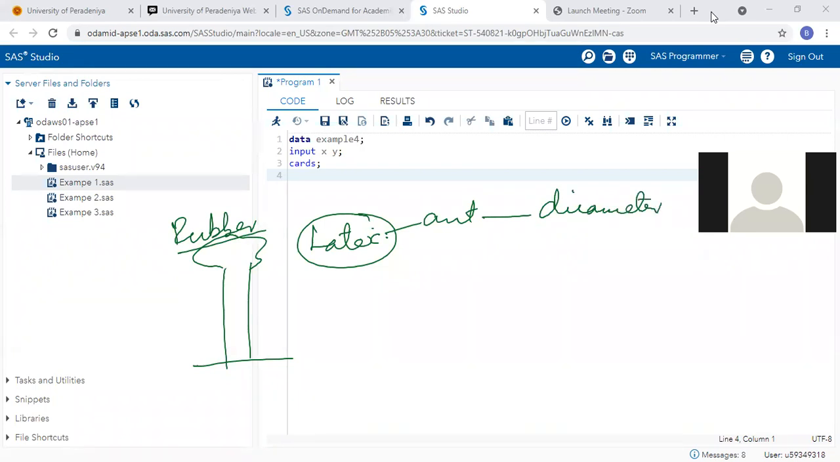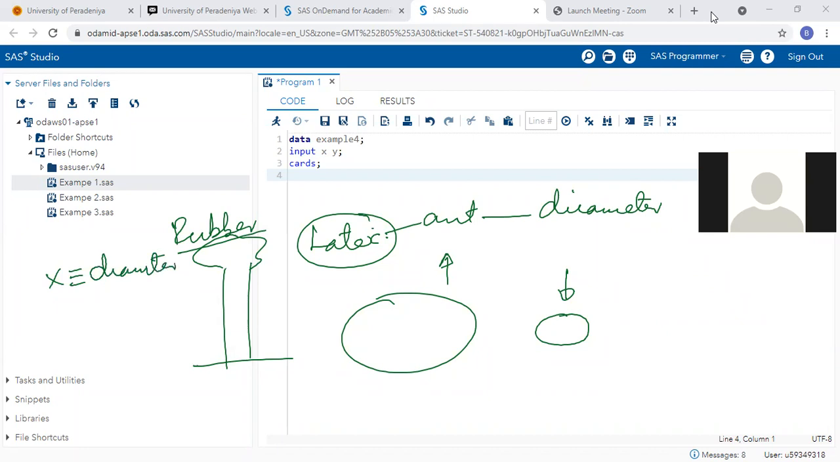Do you agree with that? The amount of latex depends on the diameter of the tree. If the diameter is higher, the latex is higher. If the diameter is small, the latex is low. Right? So X in my case is the diameter of the rubber tree, and Y is the latex yield.